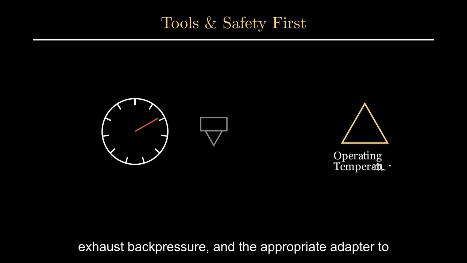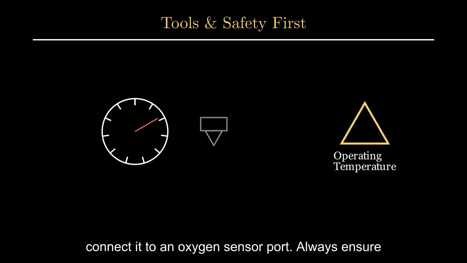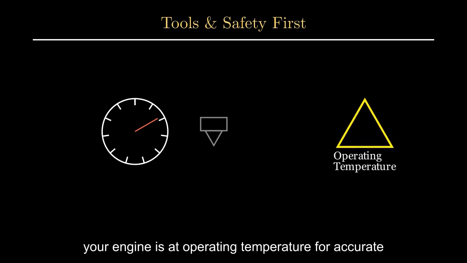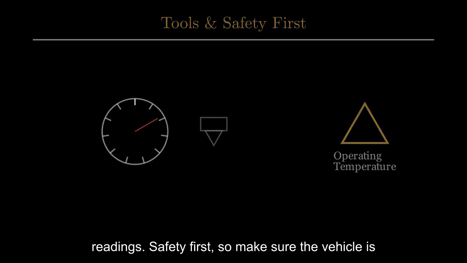To perform a backpressure test, you'll need a few specialized tools, typically a pressure gauge designed for exhaust backpressure, and the appropriate adapter to connect it to an oxygen sensor port. Always ensure your engine is at operating temperature for accurate readings. Safety first, so make sure the vehicle is securely supported if you're working underneath.